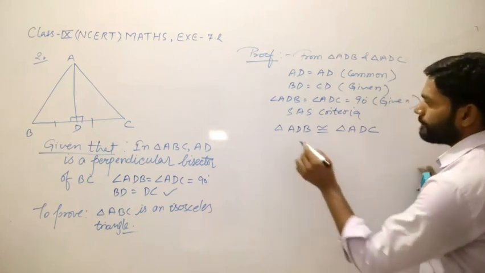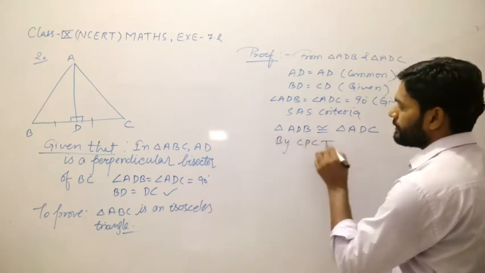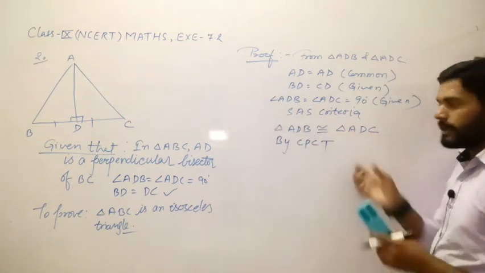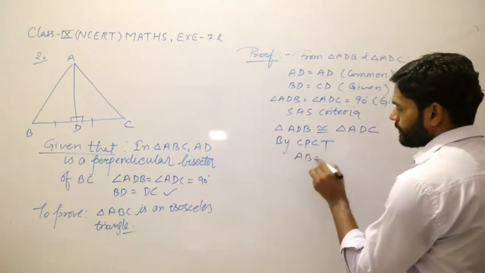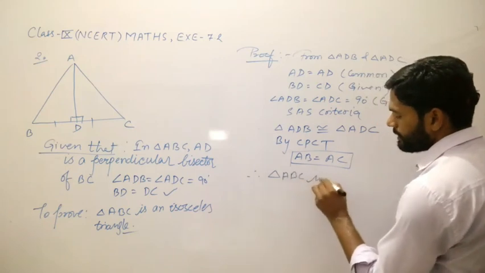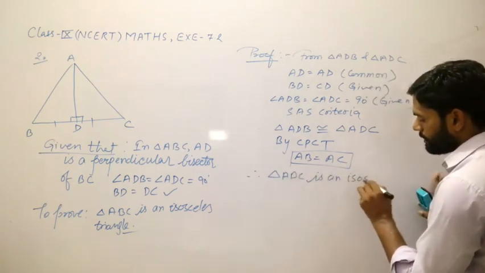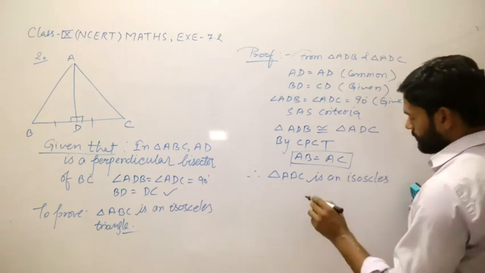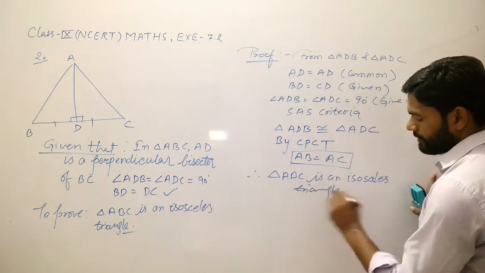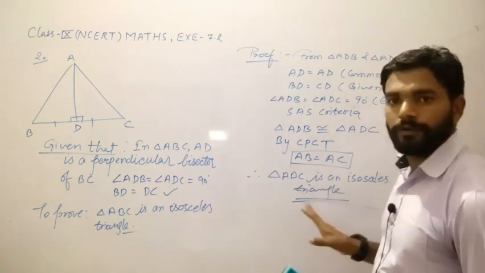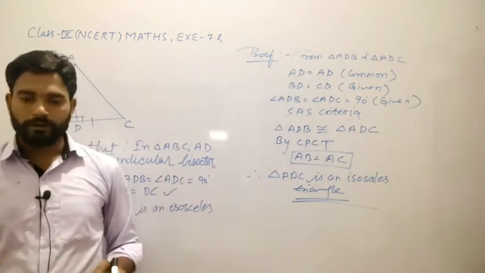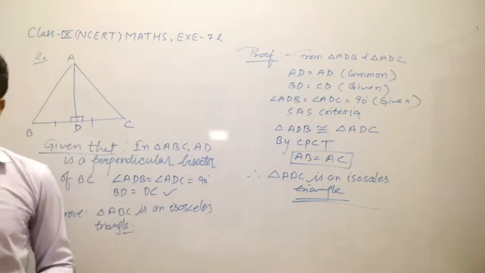अब देखो बाई CPCT, इनमें ट्रायंगल की कौन सी दो साइड है? AB भी एक उस ट्रायंगल ABC की साइड है और AC भी ट्रायंगल की साइड है. By CPCT, AB is equal to AC, therefore triangle ABC is an isosceles triangle and that one we have to prove. क्लियर है बात यहाँ तक? ये अपना आज का लेक्चर रहा, and the remaining part of this exercise we will try to solve in the next video.